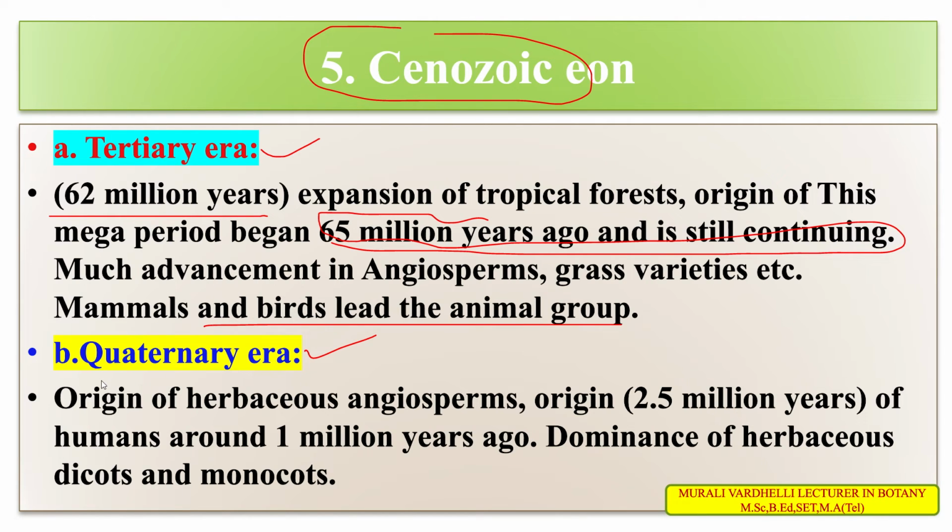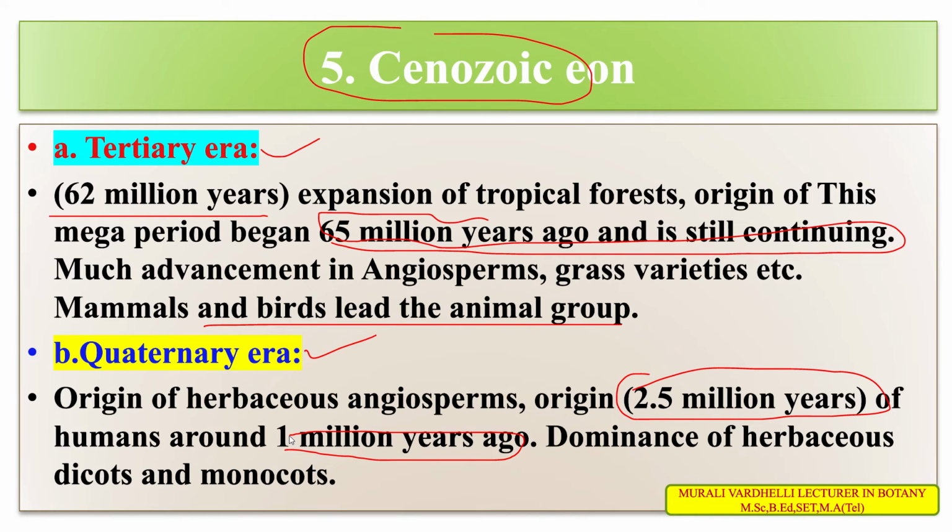Next, the second one, B, that is the quaternary era. In this quaternary era, it is 2.5 million years. In this era, there is the origin of herbaceous angiosperms and the origin of humans around 1 million years ago.